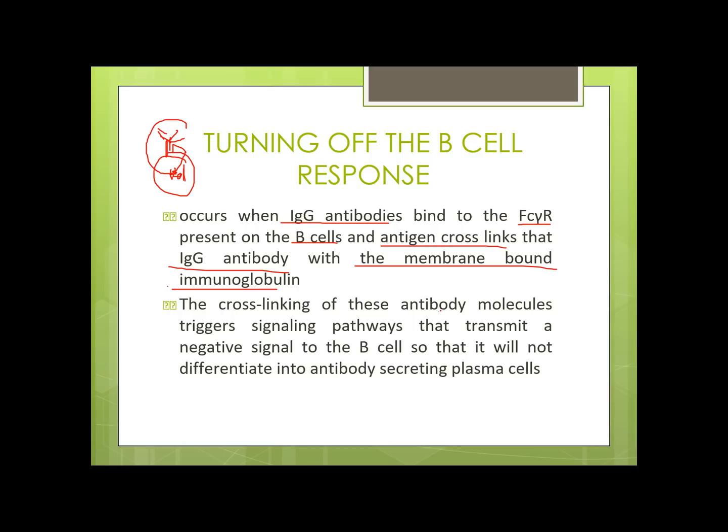Now, the cross-linking of these antibody molecules will trigger a signaling pathway that would transmit a negative signal to the B cell so that it will not differentiate into antibody-secreting plasma cell. So kapag nakabind na dyan class yung IgG dun sa Fc gamma receptor ng B cell, magsisend na yan ng signal na tama na, stop ka na sa pag-produce or pag-differentiate into antibody-secreting plasma cell. So remember this class, the way you would turn off B cell response is when your IgG antibodies bind to the Fc gamma receptor sa B cell.